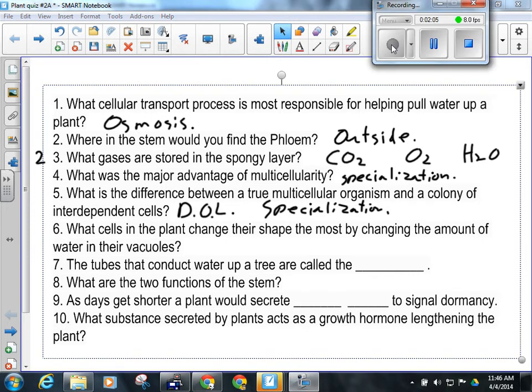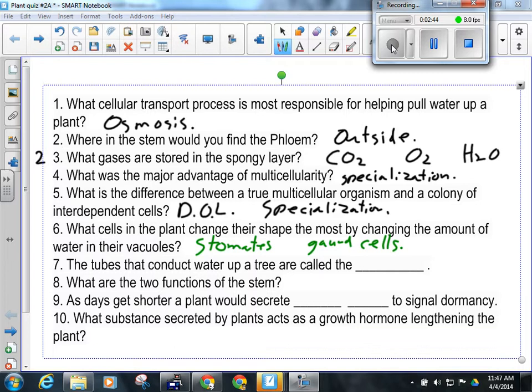Okay. For number 6 here, what cells in the plant change their shape the most by changing the amount of water in their vacuoles? Anyone remember? Nope. Yeah, I'll accept either stomates, but I was looking specifically for the cells that make up the stomate. Okay, the guard cells. All right, I'll accept either one of those as the answer there. Just know in the future, guys, I'm going to be looking for the actual name of the cells. That's guard cells. 2 guard cells make up a stomate.